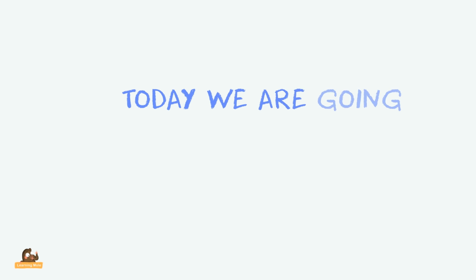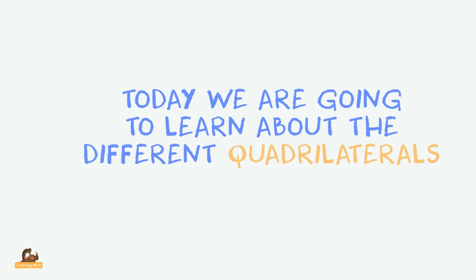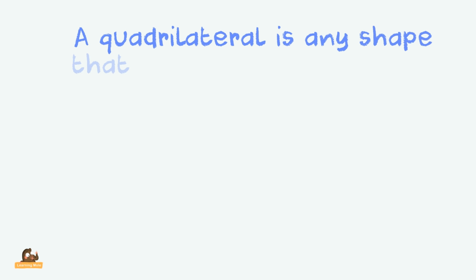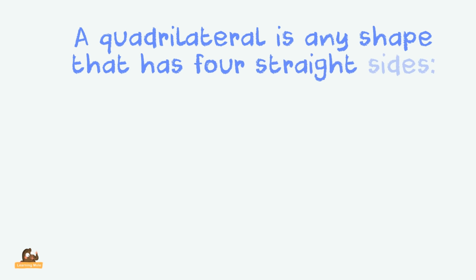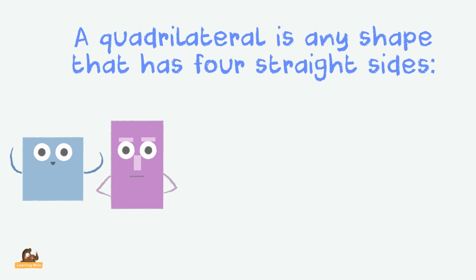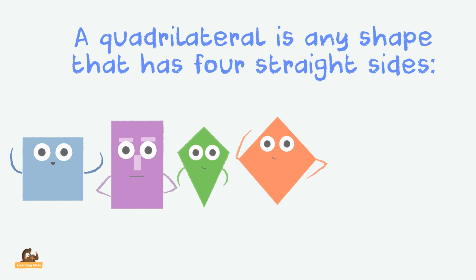Today we're going to learn about the different quadrilaterals. A quadrilateral is any shape that has 4 straight sides. Square, rectangle, kite, rhombus, parallelogram, and trapeziums are all quadrilaterals.